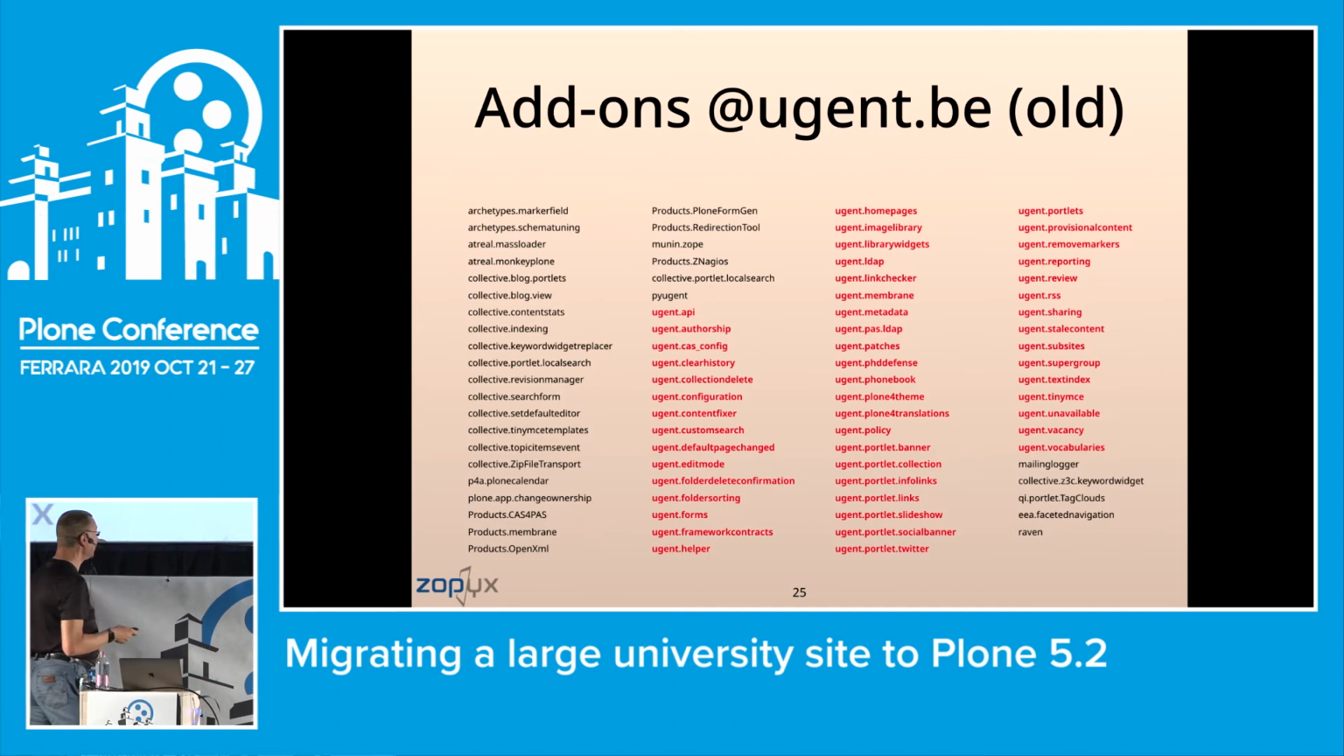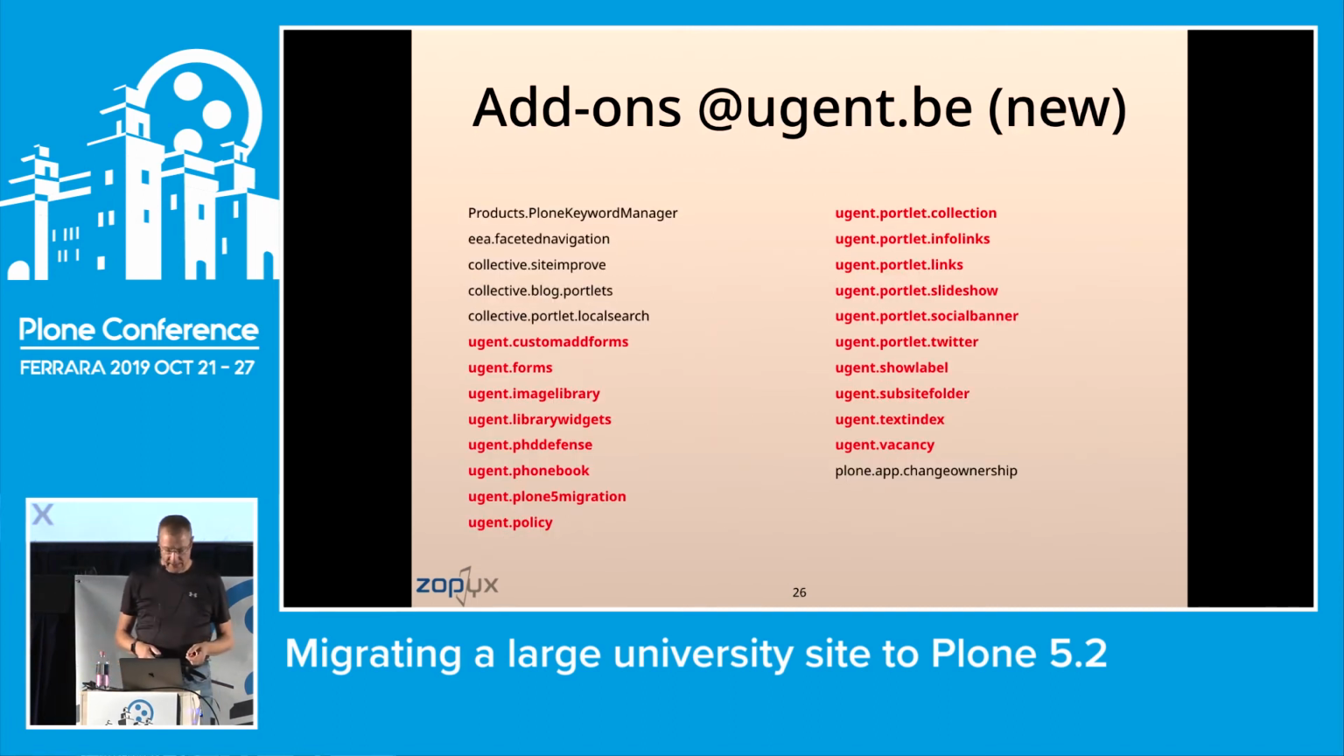So again, the old setup, as I said, had 38 modules. And our current setup looks like this. That's still incomplete. But you see the number of add-ons is perhaps 20 or so.